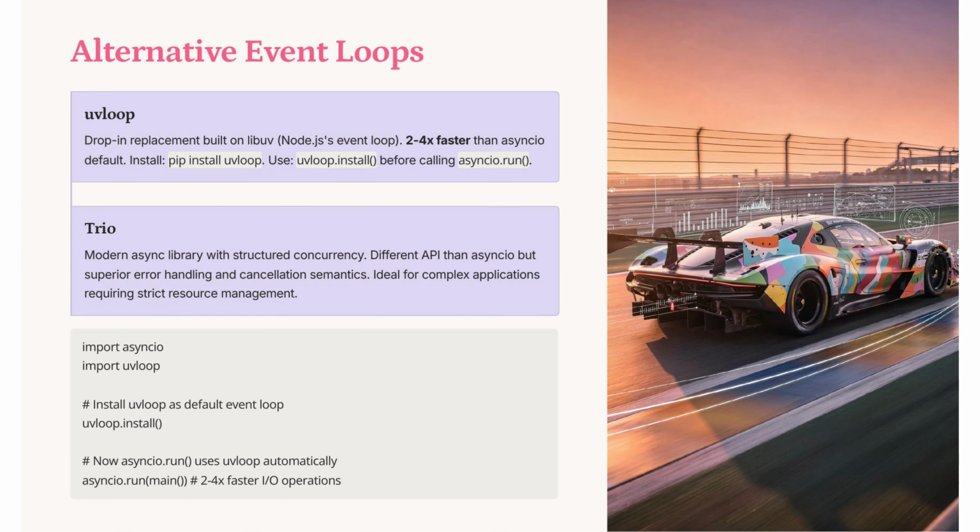Explore alternative event loops like uvloop, a drop-in replacement built on libuv, offering 2 to 4 times faster performance than asyncio's default. Install via pip and use uvloop.install for enhanced input-output operations. Consider Trio for structured concurrency, offering superior error handling and cancellation semantics, ideal for complex applications with strict resource management.